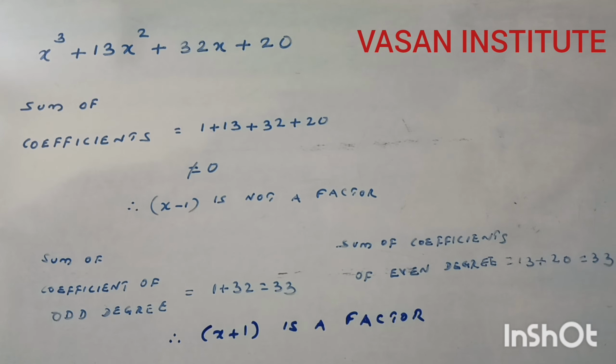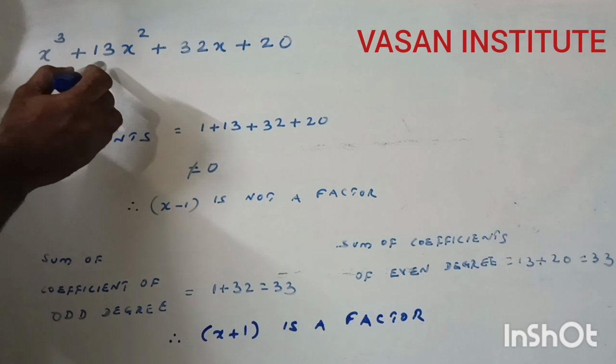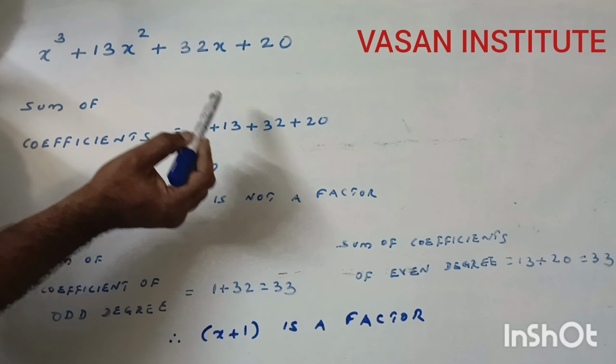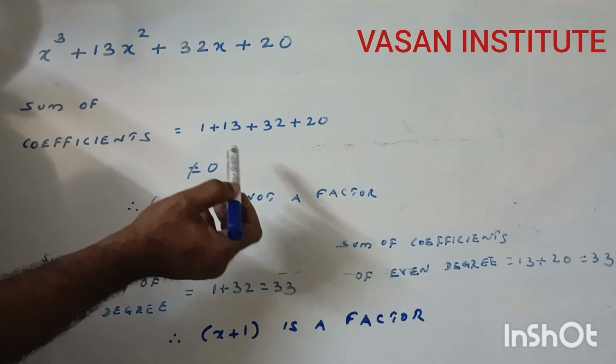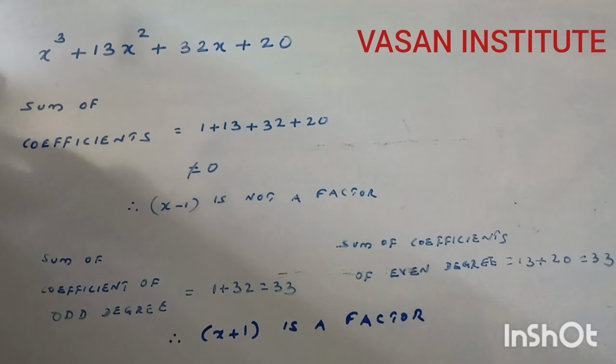Let's solve sub-division 3. Question is x cube plus 13x square plus 32x plus 20. Here first we have to add all the coefficients. Coefficient of x cube is 1, coefficient of x square is 13, coefficient of x is 32 and the constant term is 20. All are plus symbols, so we can't get 0. Therefore x minus 1 is not a factor.